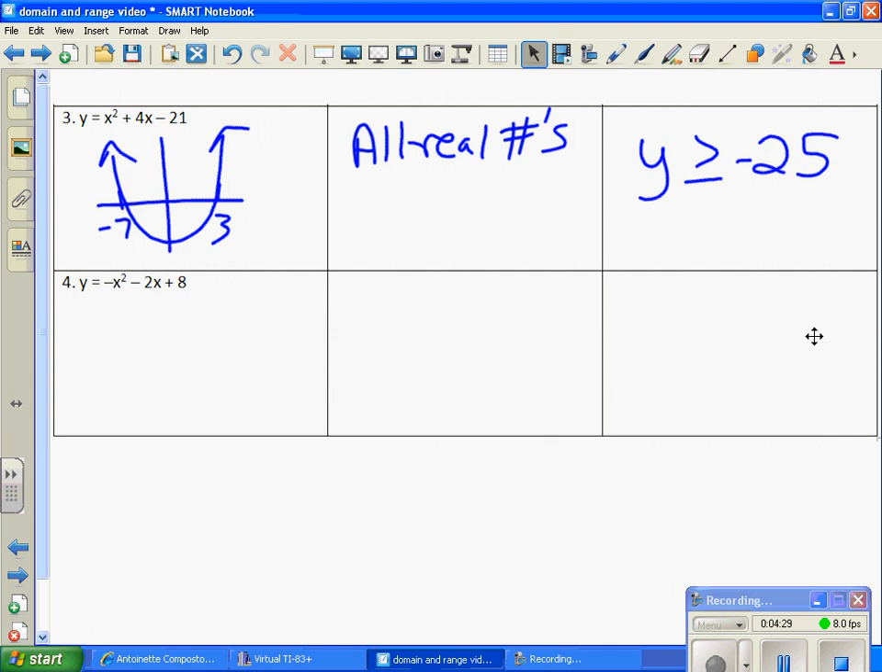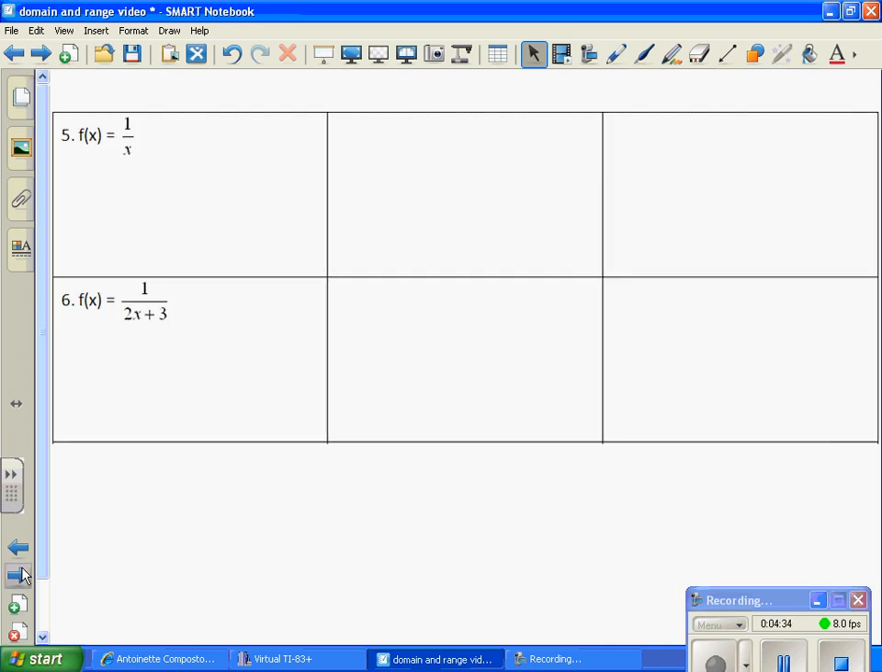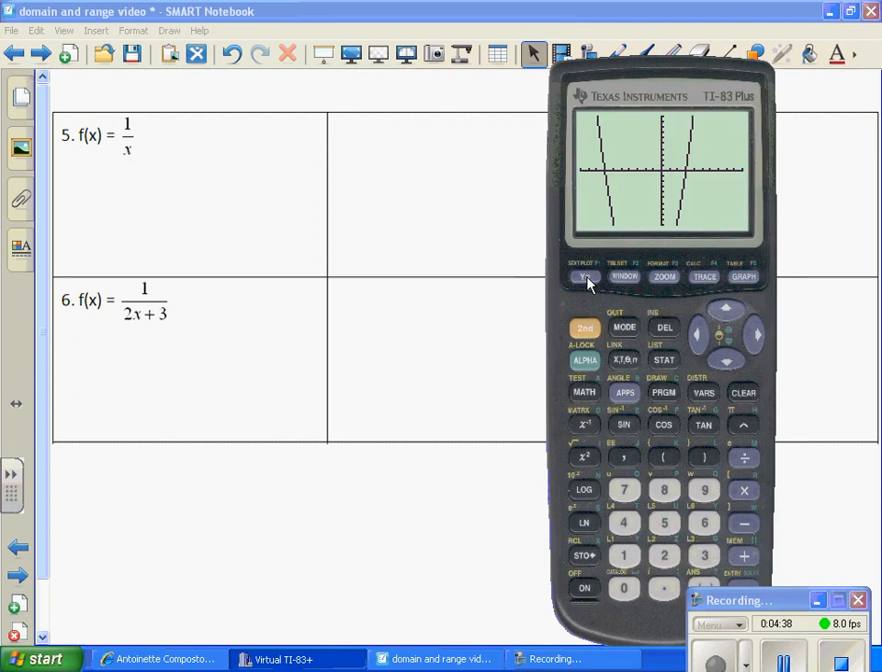Try number 4 on your own, pause it, and then pick back up the next slide. Next, we're going to plug in to our calculators. See what our picture looks like. 1 over x.